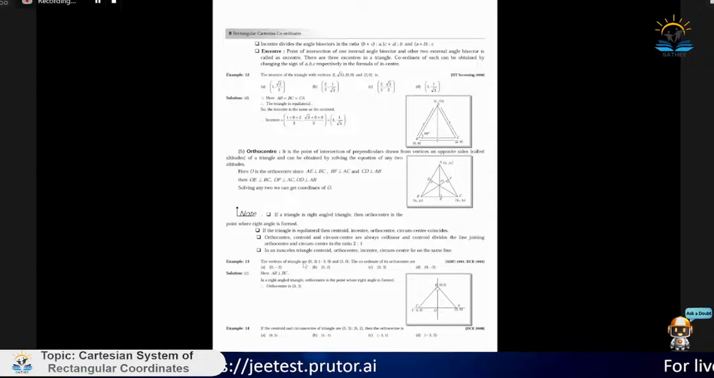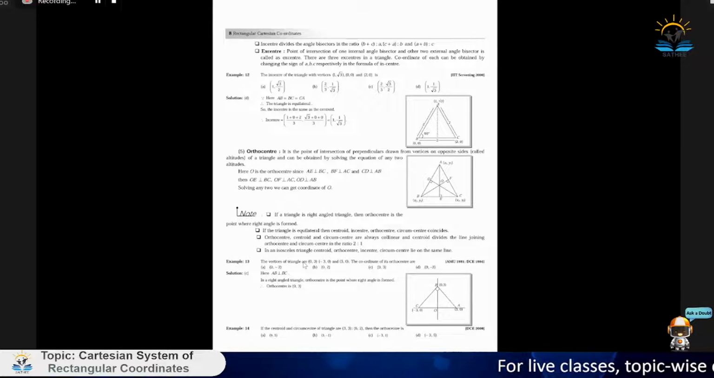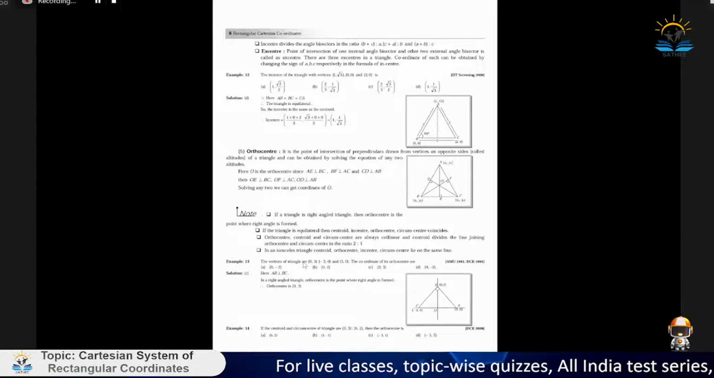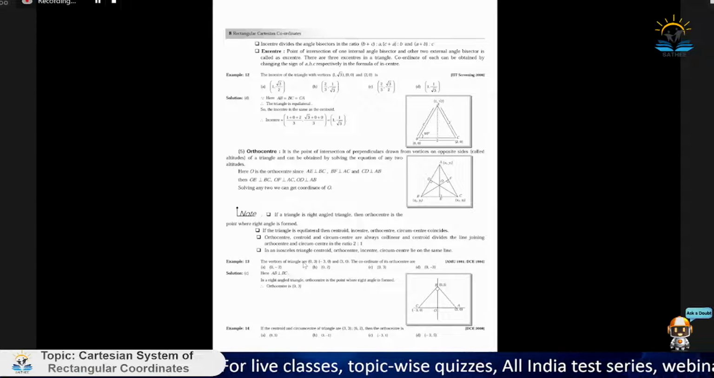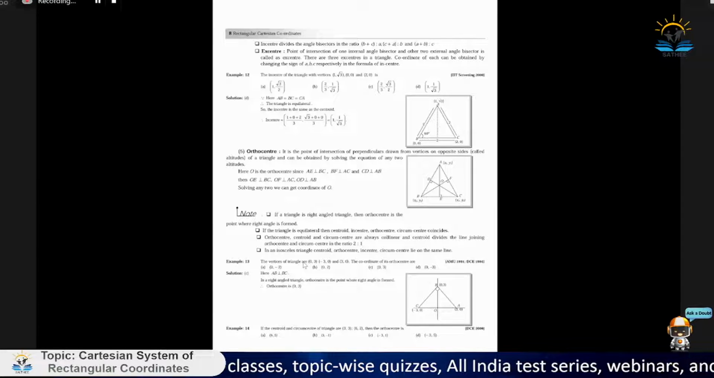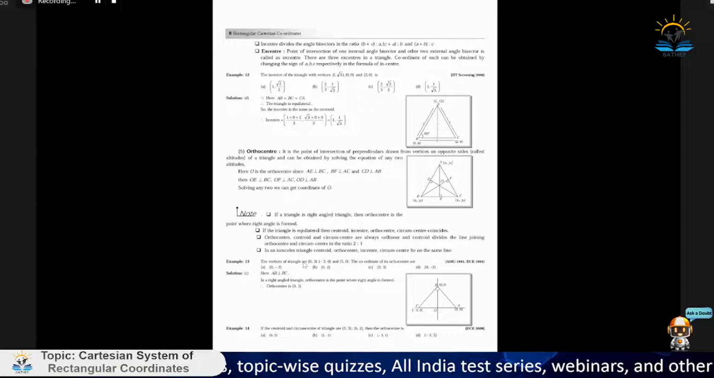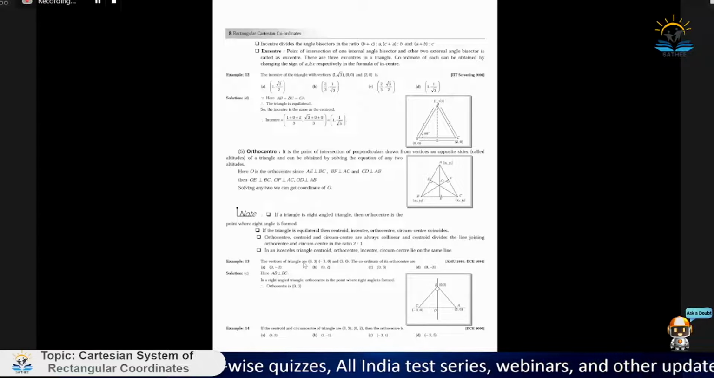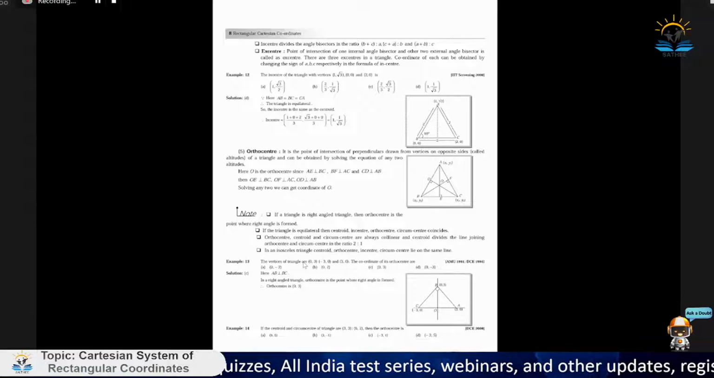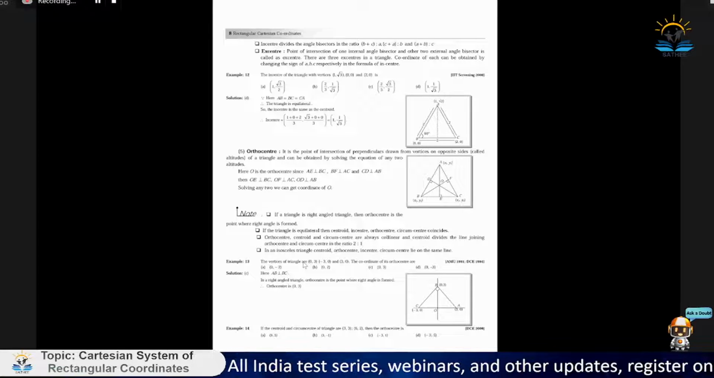As you can see, those three vertices form an equilateral triangle. So we know that all the centers in an equilateral triangle coincide. The incenter, centroid, circumcenter, everything would be the same thing. So here we'll just find the centroid, and as it is the same as the incenter, we'll just use that formula. The formula for the centroid would be (x1 plus x2 plus x3) by 3. So here we'll just use it.